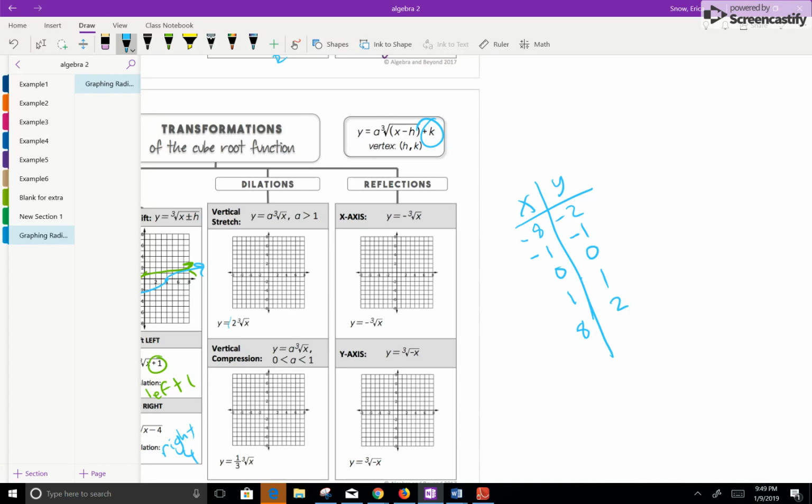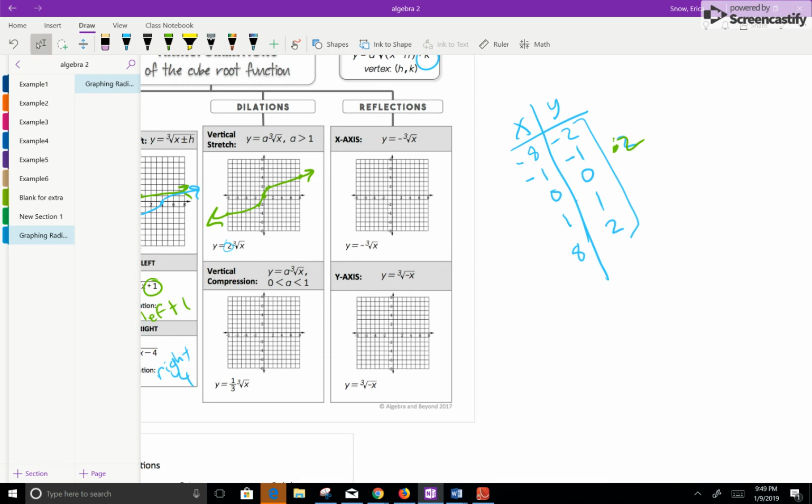So when we have that 2, that's what we're going to multiply these by. So I'm going to multiply all those y's by 2. So I start at 0, 0, but then instead of going over 1, up 1, we're going to go over 1 and up 2. And then over 8 and up 4. So that we really stretch that out.